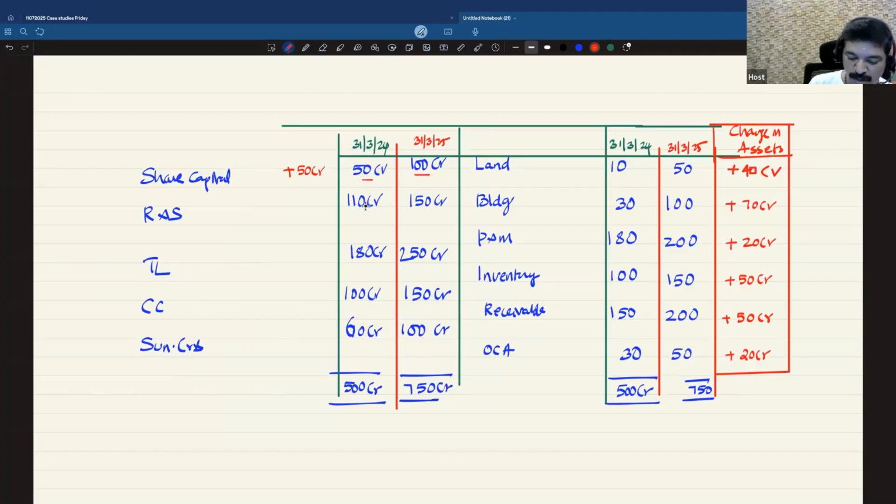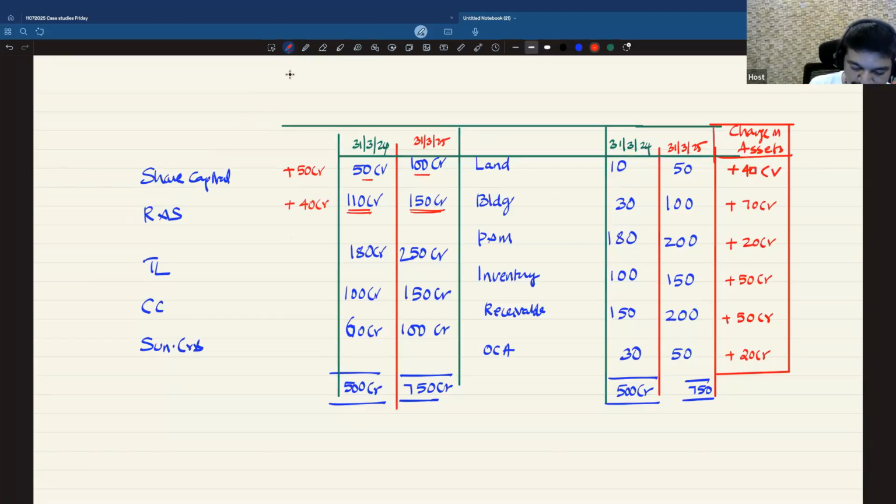Okay. How much profit got retained during the year? Previous year, the reserves and surplus is 110 crore. Current year, it is 150 crore. So how much profit got added? It is another 40 crore. So another 40 crore of profits got retained.